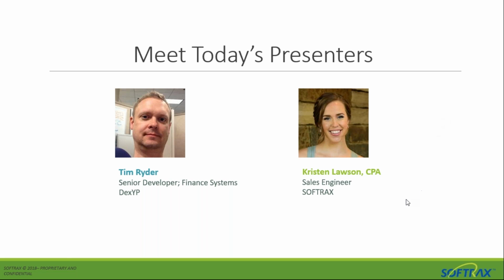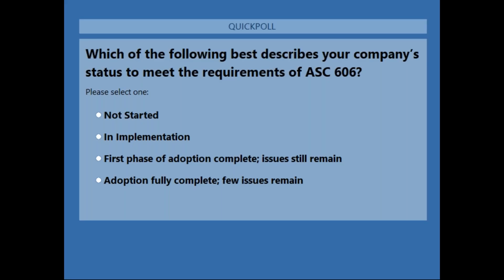Okay, so we are going to start with a polling question really quick. So again, remember you have to answer all 4 polling questions to be considered for CPE credit. All right, so the first polling question: which of the following best describes your company's status to meet the requirements of ASC 606? Not started, in implementation, in the first phases, or adoption fully complete. We'll give you some time to answer that, and then we will close it, and we'll gather those results. I'm going to give you about 10 more seconds.